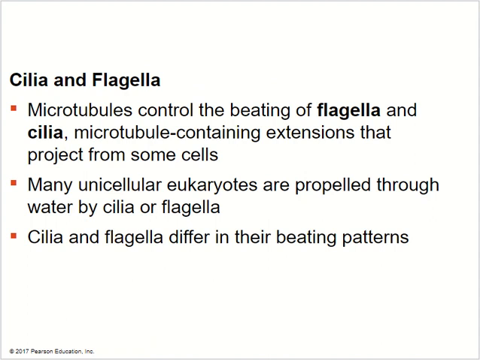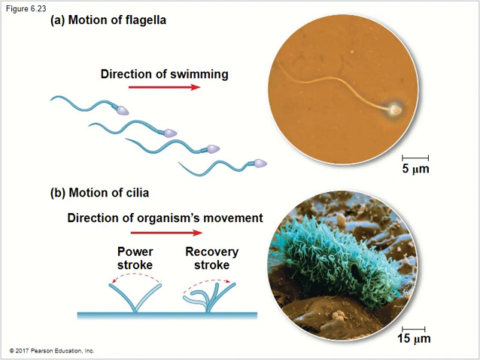Cilia and flagella. Microtubules control the beating of flagella and cilia, microtubule-containing extensions that project out from the cell. Many unicellular eukaryotes are propelled through water by cilia or flagella. Both differ in their beating patterns. Motion of flagella allows for the direction of swimming used in sperm, and then the motion of cilia directs an organism's movement, sort of like power strokes, as opposed to a swimming tail. Cilia, like the ones found in our lungs or in our bronchi.